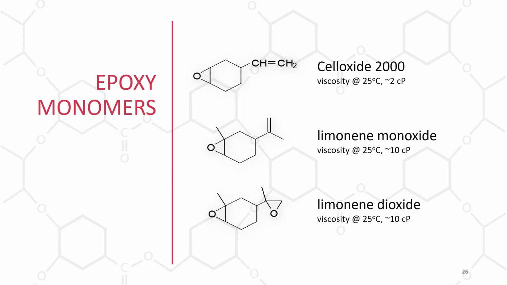Some other common epoxy monomers that are used in cationic curing are siloxide 2000, limonene monoxide, and limonene dioxide. And of course, the last two, both limonenes, can be derived from some natural sources.